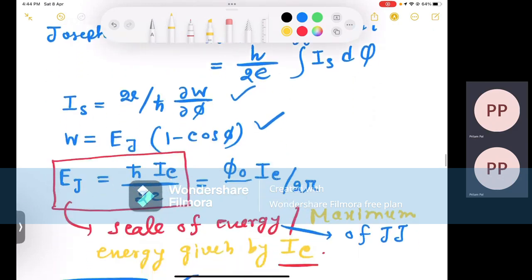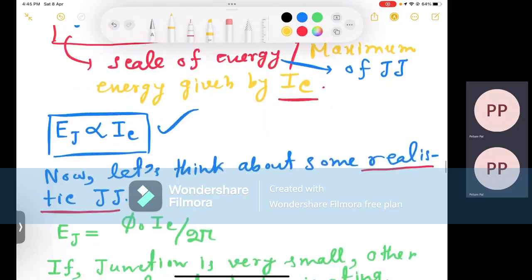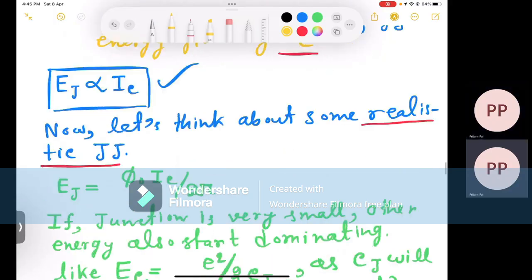Another parameter which is defined here is called the Josephson energy. It's basically the scale of energy, I mean, the maximum energy that is given by the supercurrent IC. That's why it's called the Josephson energy. It's also proportional to the supercurrent. Okay. Now let's think about a realistic Josephson junction.